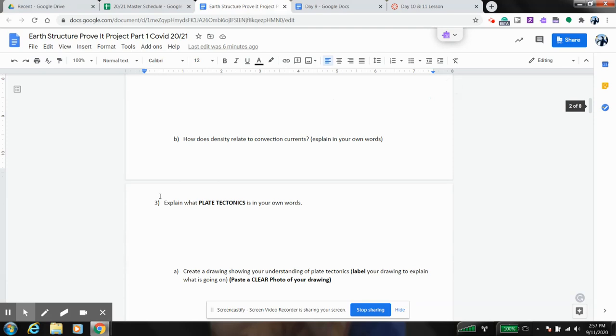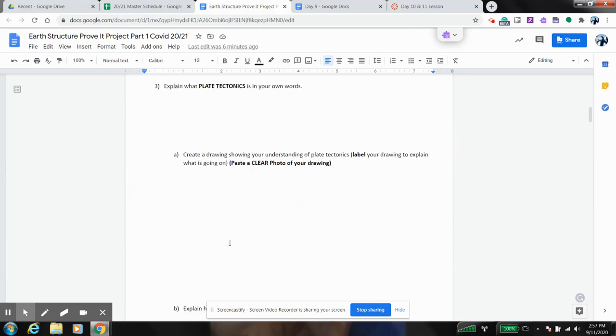Okay. Step 3 is we start talking about plate tectonics. So you are going to, again, in your own words, explain what plate tectonics are. Then you're going to draw a picture that shows your understanding of plate tectonics. So somehow you are going to draw a representation of plate tectonics, what it is. You are going to label it, make sure it's in color, and you are going to paste a clear picture here.